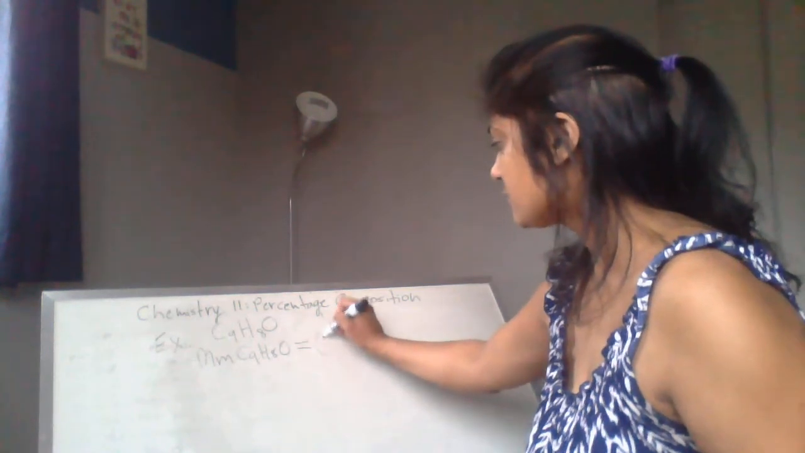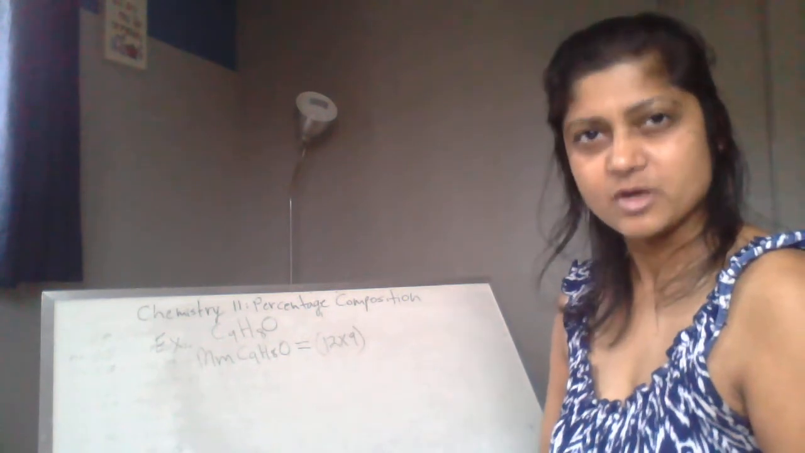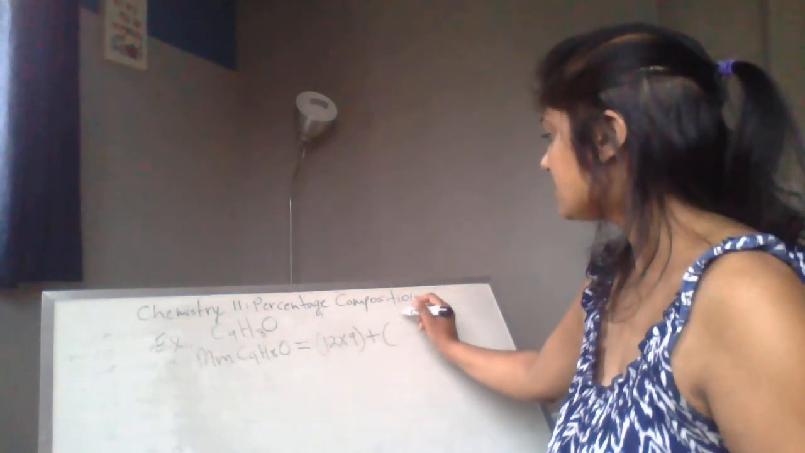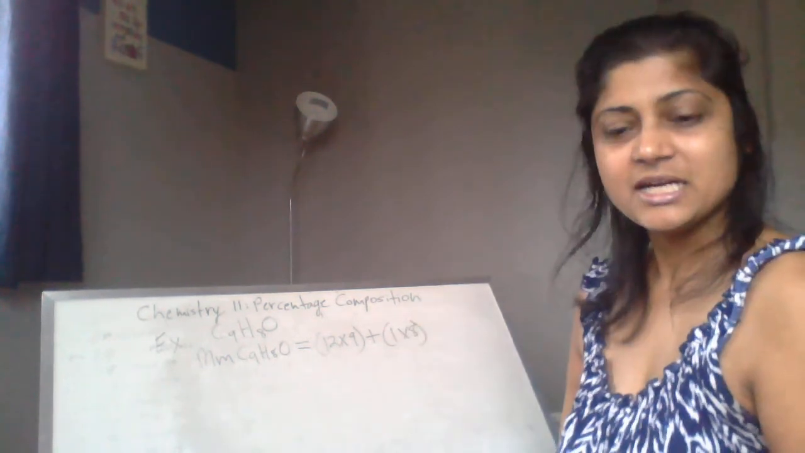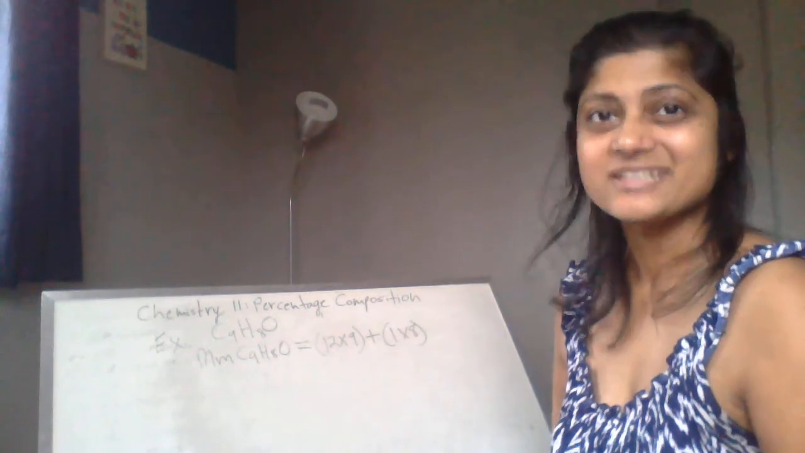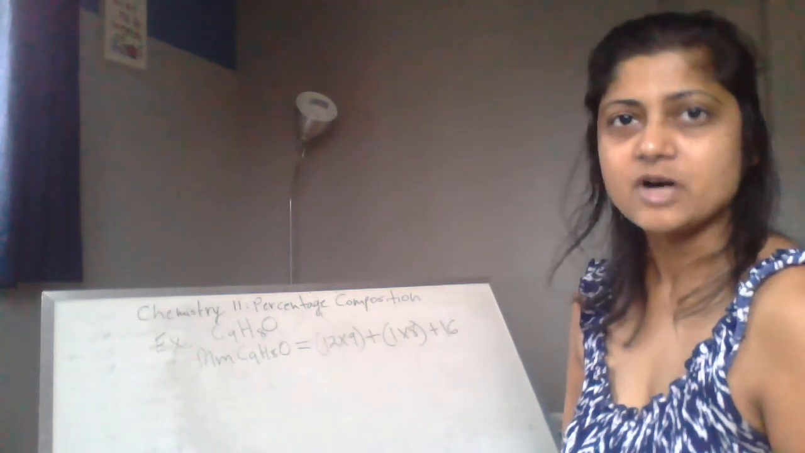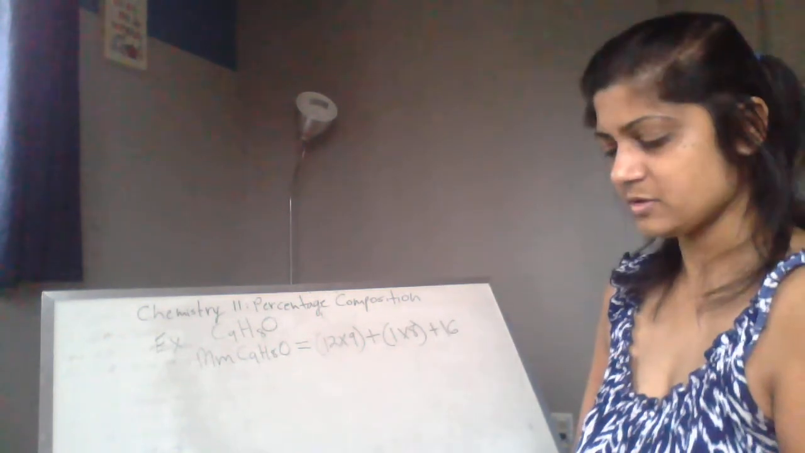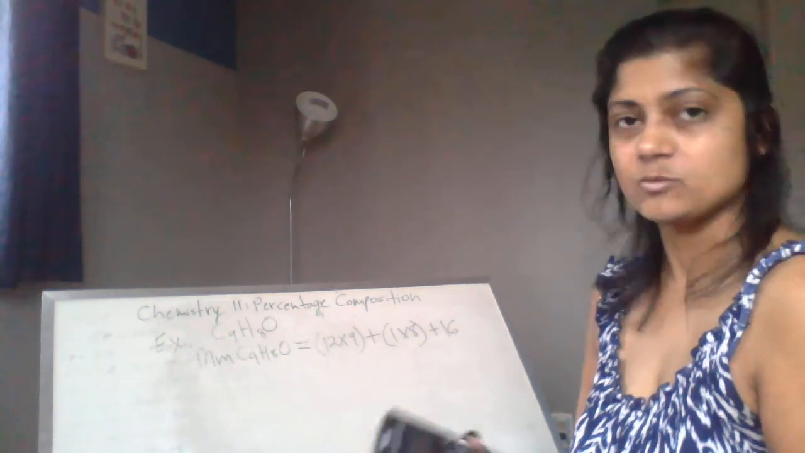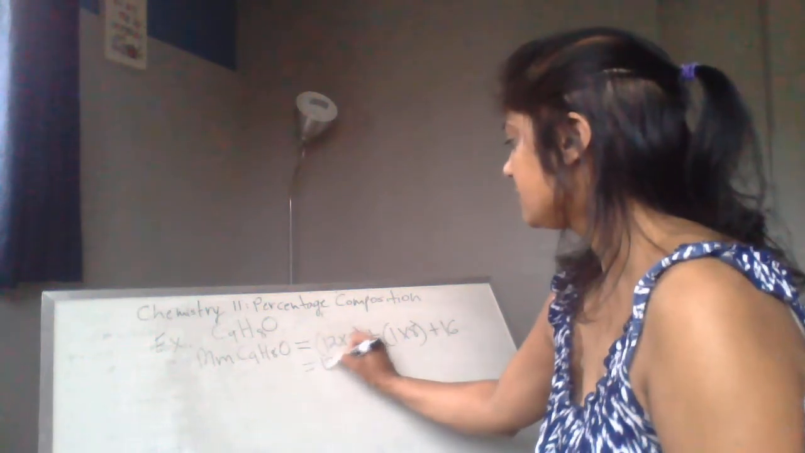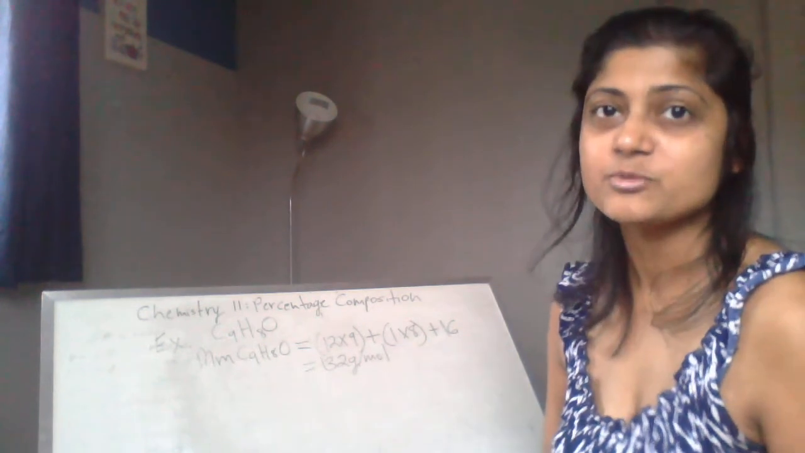So the mass for carbon is 12. I'm going to times it by 9 because there are 9 atoms of carbon here. Plus hydrogen, let's do hydrogen first. 1 times 8. And if you're looking in the periodic table for oxygen, it is 16. So I'm going to put plus 16. There's only 1 atom of oxygen, so I don't need to put times 1 there. So we're going to add all of this together in one step, and we're getting 132 grams per mole.